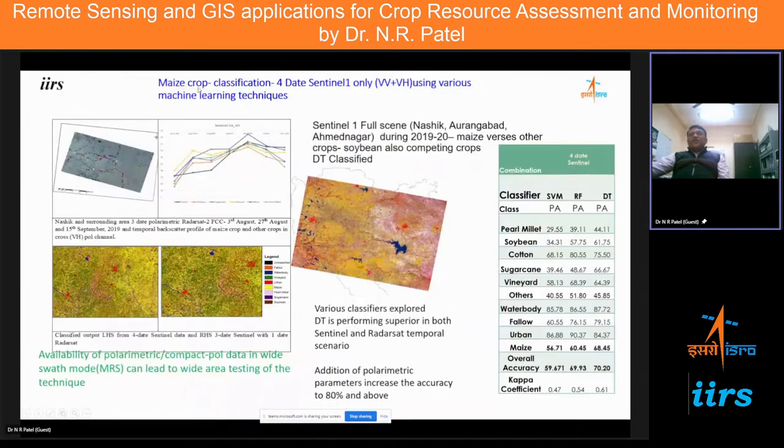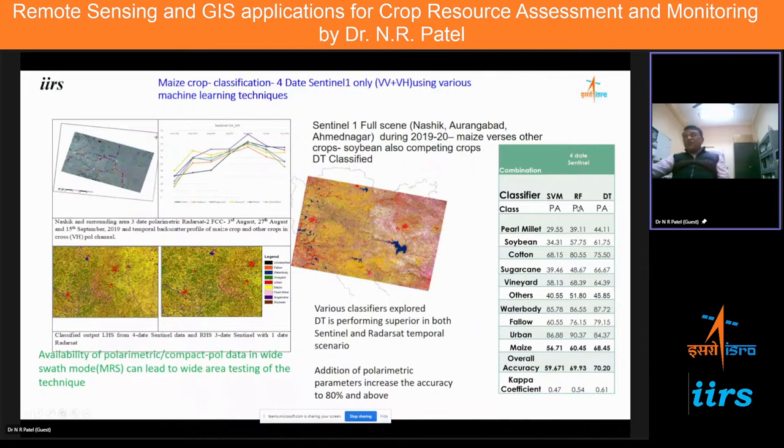So here you can see we have used multi-date data for maize classification. Maize and bajra we were able to classify. If you use additional polarimetric data, like dual polarimetry or full polarimetry microwave remote sensing data, which is available, then accuracy goes up beyond 80%.